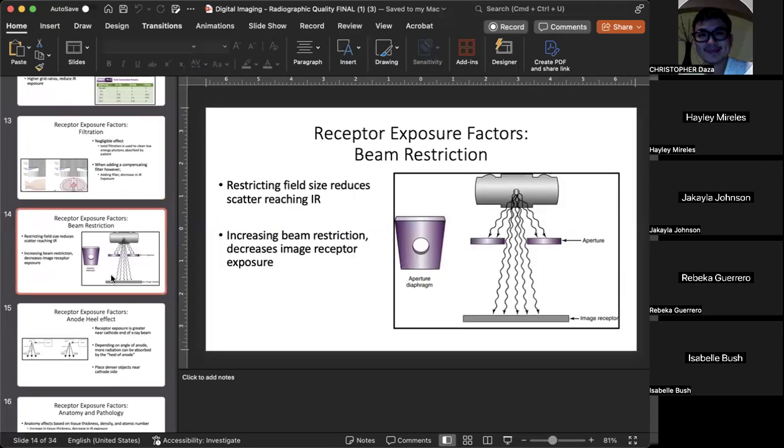Beam restriction. When you collimate, when you beam restrict, okay, that decreases the image receptor exposure. Less tissue is irradiated, which allows for less scatter to be produced, less X-rays to make it through, right? Because see, when we close up the shutters, it is closing these out, okay? So increased beam restriction, decrease in IR exposure.